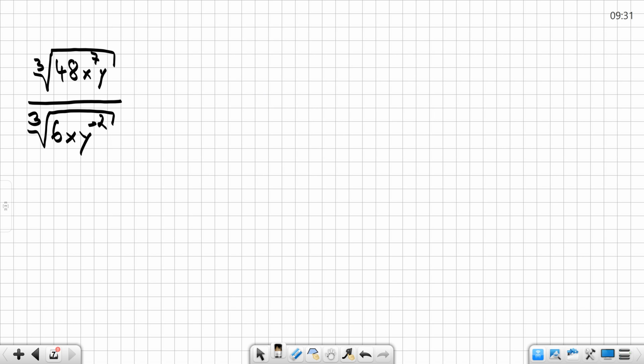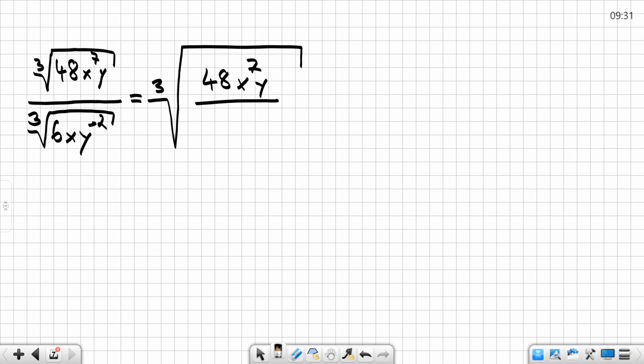One more example and then we are done for today. The cubic root out of something divided by the cubic root out of something else. I can merge these together. I can make one big cubic root. 48 x to the 7th times y divided by 6x y to the negative 2nd. And now I'm simplifying on the inside.